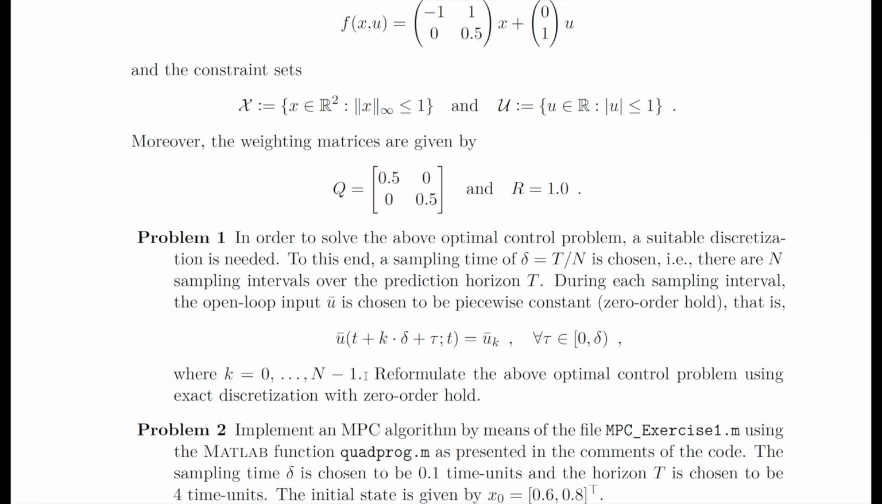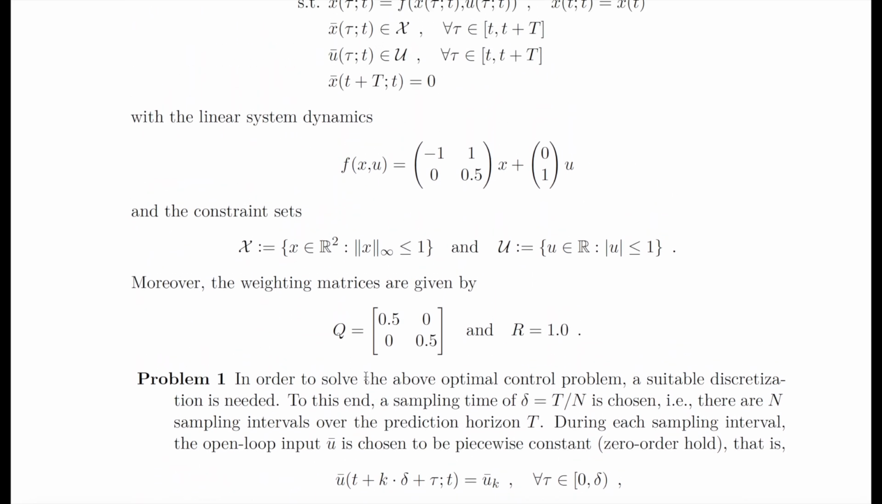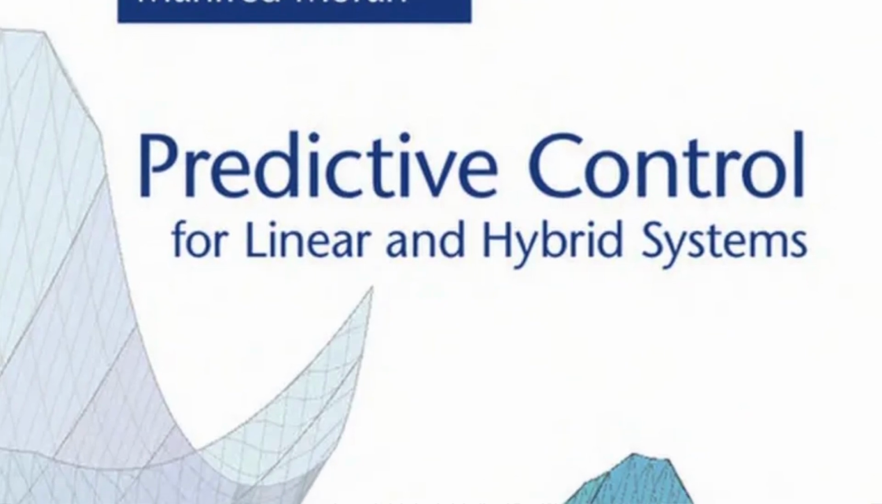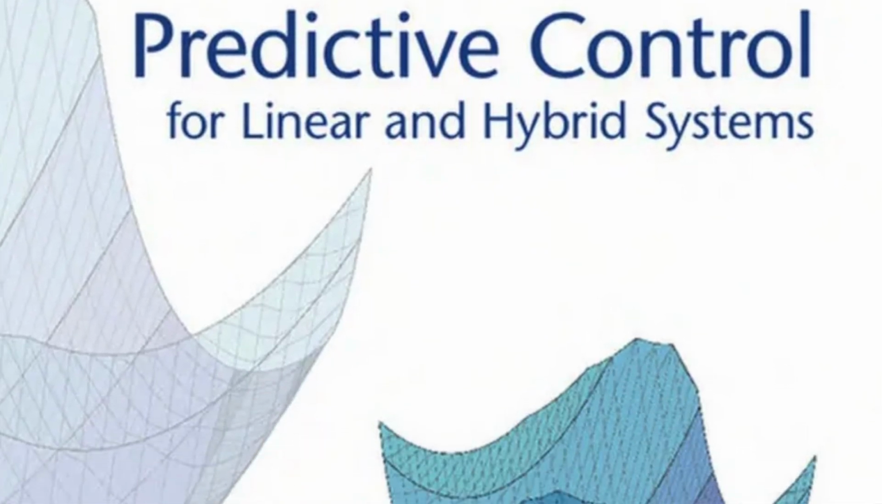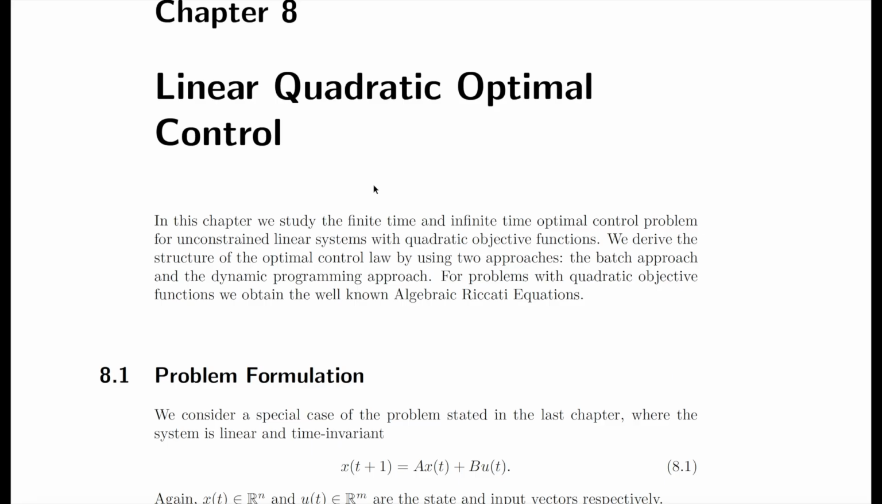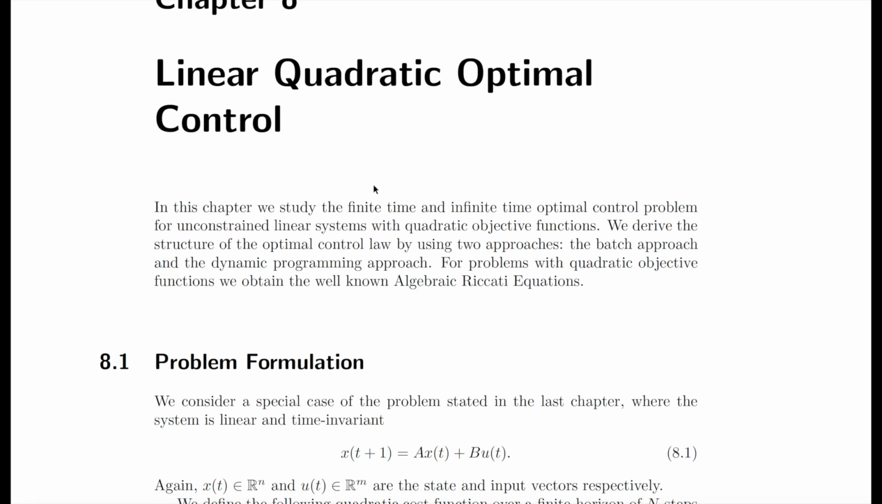Before going into the details on how to solve this problem specifically, let us go a little bit into the theory about controlling this system. And we will go to another book here. So we go to chapter 8 of this book, and let us understand the problem a little bit. It is called a linear quadratic optimal control.